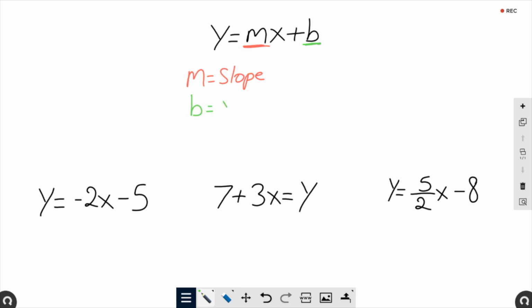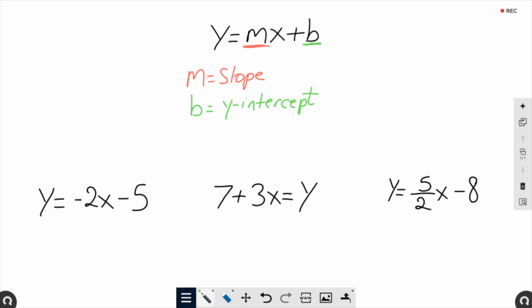b is my y-intercept. That's always the number that is adding or subtracting to the variable. So the number that is not connected to the variable.